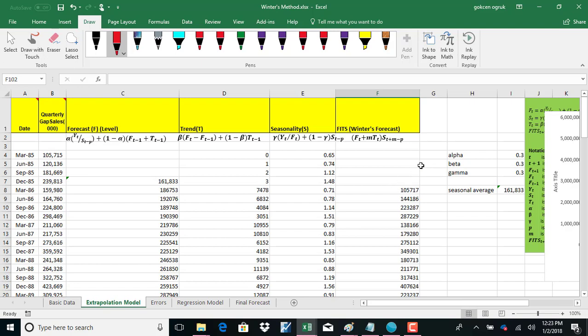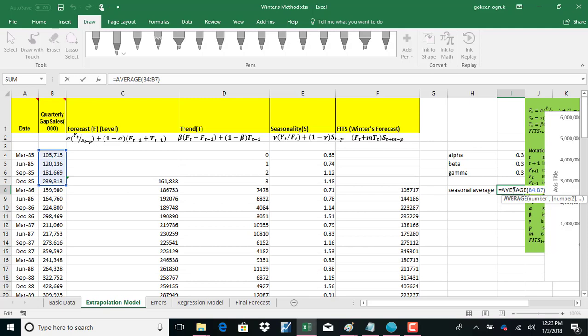I'm going to just take the average of first 4 periods of actual sales, and I'm going to find this average right here, seasonal average. The average of 4 periods comes out to be 161,833, and I will use this number to estimate seasonality index for the first 4 periods. To do so, I'm going to divide actual sales in period 1 by our average over the 4 periods.